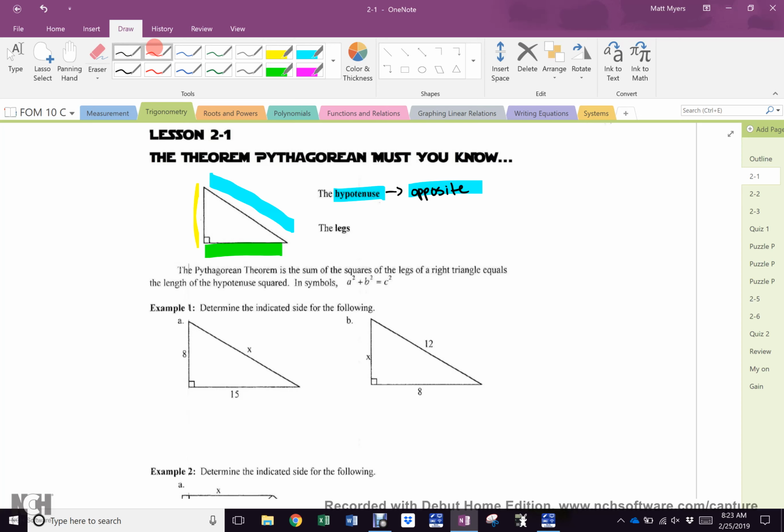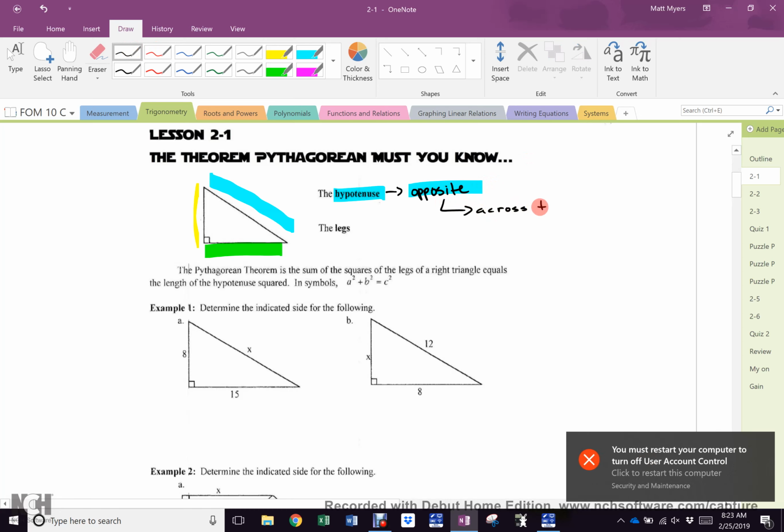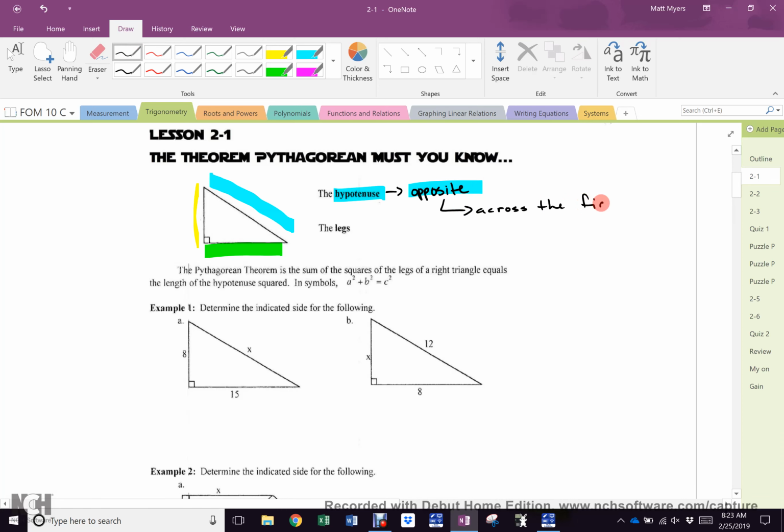Opposite in geometry and trigonometry, opposite means across the figure. It does not mean up or down or side to side. It means you go across. So I'm at the right angle, and if I go straight across the figure, that is the opposite side. Learn it, live it, love it. Everybody cool? Good. The hypotenuse is always opposite the right angle.